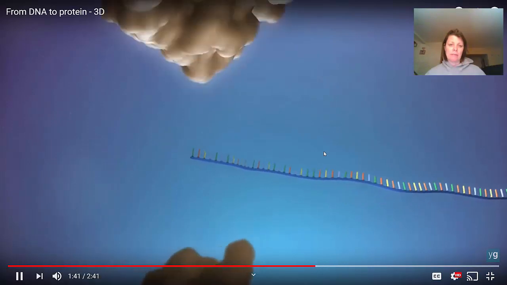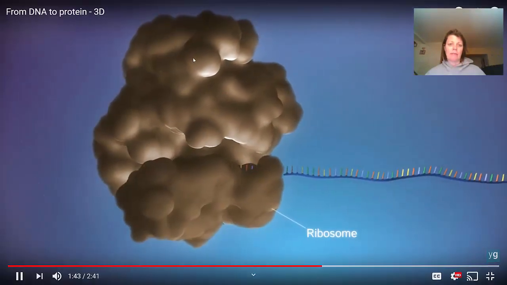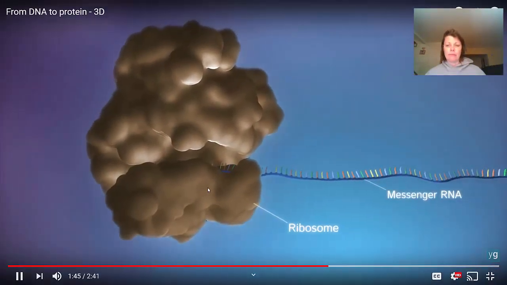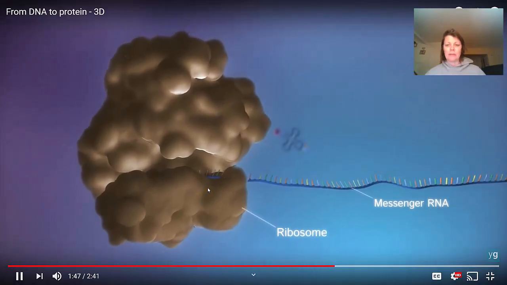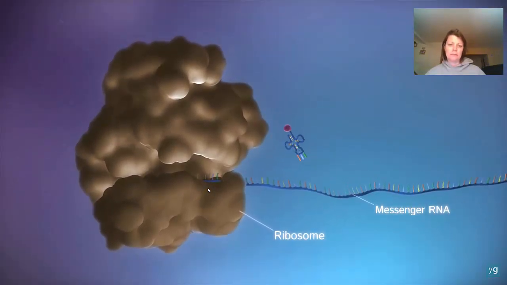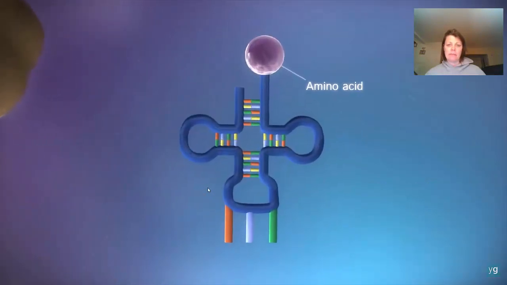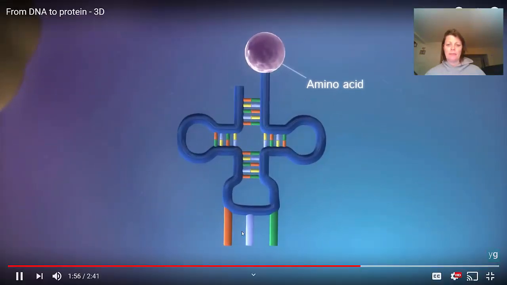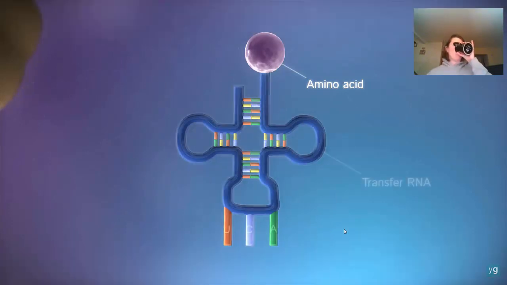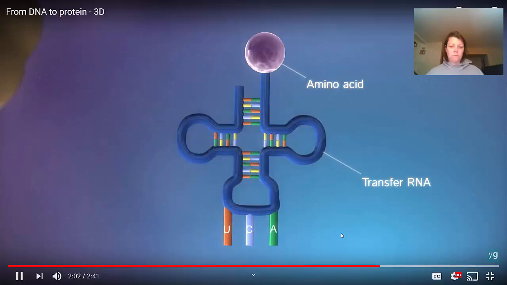Protein factories in the cytoplasm, called ribosomes, bind to the messenger RNA. The ribosome reads the code in the messenger RNA to produce a chain made up of amino acids. There's your anticodon. There are 20 different types of amino acid. Transfer RNA molecules carry the amino acids to the ribosome.